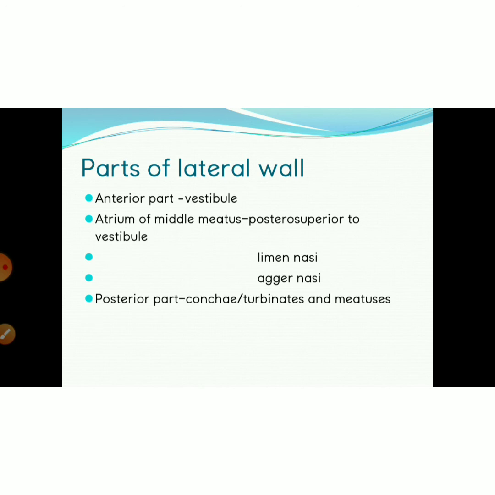The mucocutaneous junction between the vestibule and the atrium is known as the limen nasi. The upper limit of the atrium is called the agger nasi. So we have seen the limen nasi, vestibule and all earlier itself. Now the posterior part. So there is an anterior part, the atrium of the middle meatus, and there is a posterior part. The posterior part of the lateral wall is characterized by conchae or turbinates and meatuses. What are conchae? They are shelf-like bony elevations, and the meatuses are the spaces beneath the overhanging conchae.